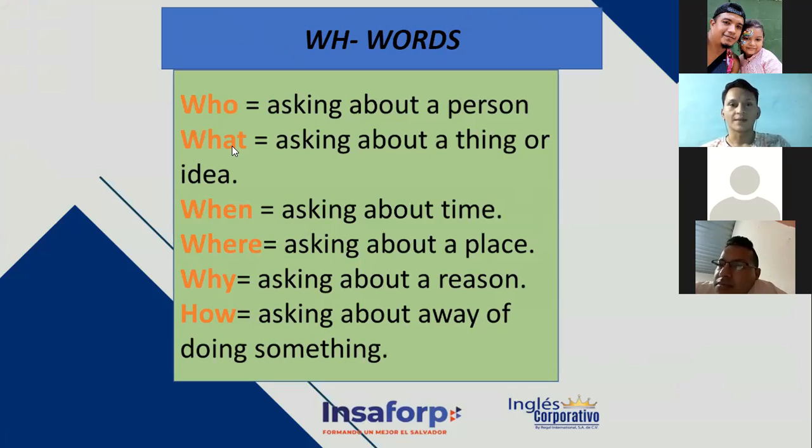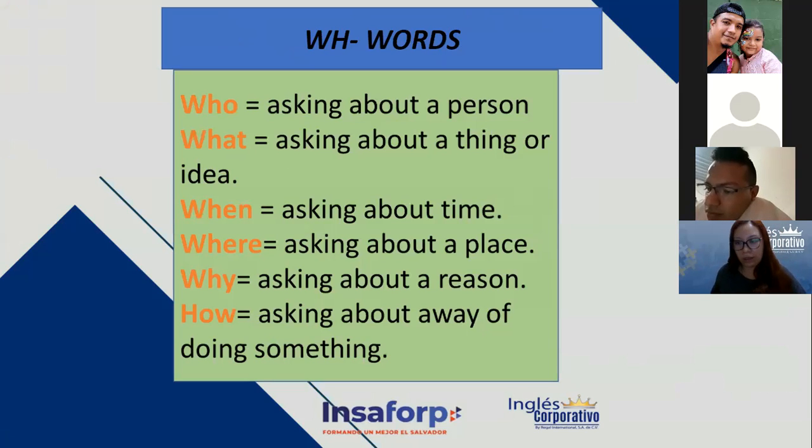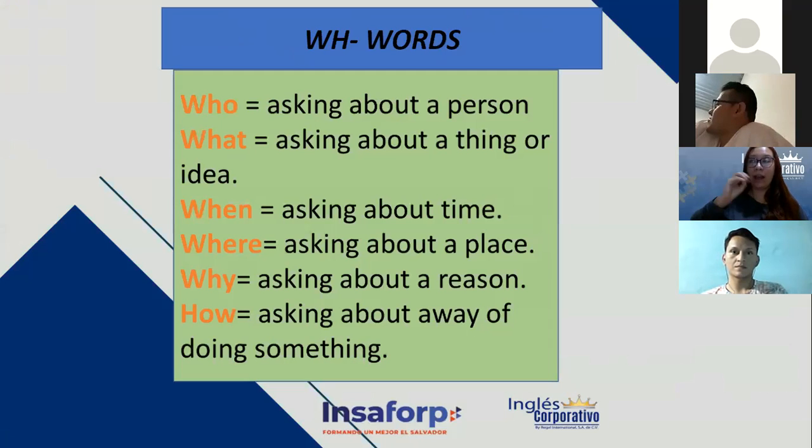Okay. What? Asking about a thing or idea? Yes. What es de las más generales que tenemos para preguntar por cosas o ideas, all right? Hay una más específica que es which, que sería cuál. Y siempre que yo digo cuál, tengo que mencionar qué cosa, ¿verdad? ¿Cuál película te gusta? ¿Cuál casa es la tuya? ¿Cuál carro es el de ella, right? Which es bien parecida a what, solo que es más específica. Tenemos when, number three. Leamos number three.